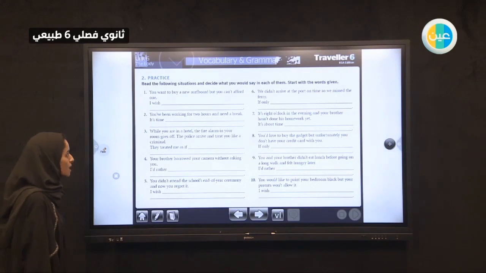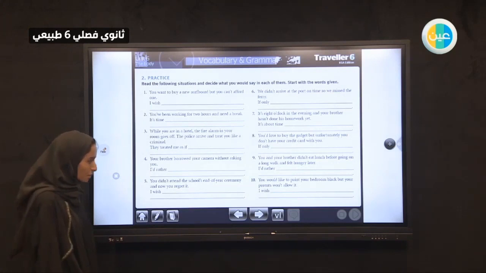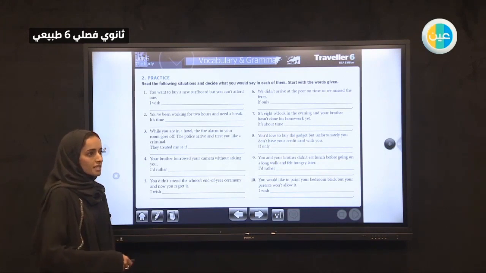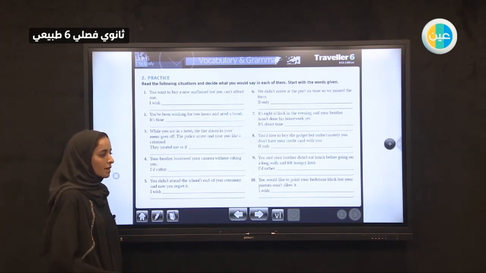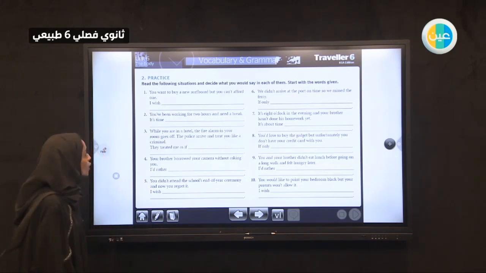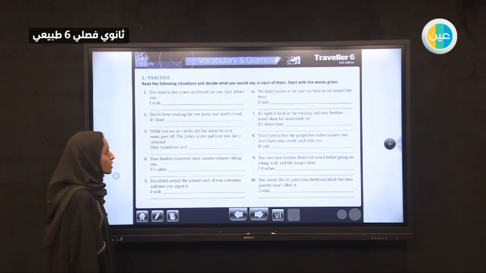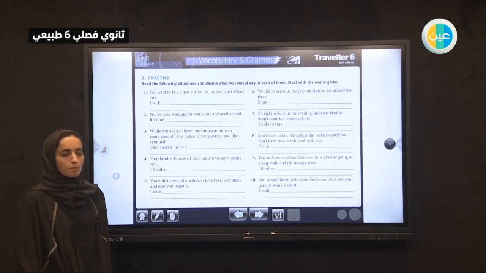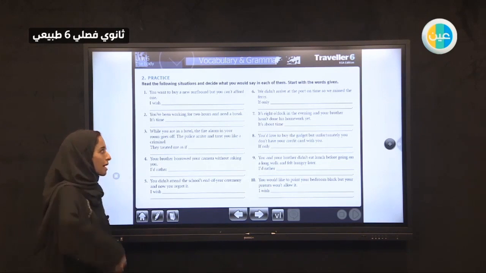So in your books, page 69, we will read the situation, and whether it is in the present or in the past, it depends, so you would use either past or past perfect. You want to buy a new surfboard, but you can't afford it. Present. What do we use here? Present, one tense backward, past.